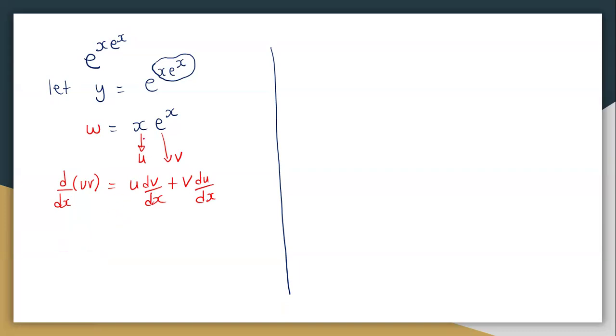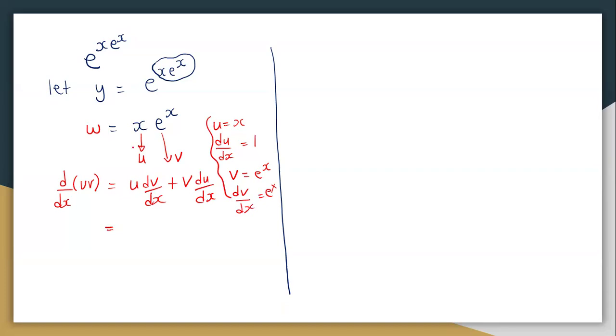So here our u is x. So I know my u is equal to x, meaning that my du/dx will equal 1. Then my v here is equal to e^x, meaning that my dv/dx will equal e^x. So now you can substitute.